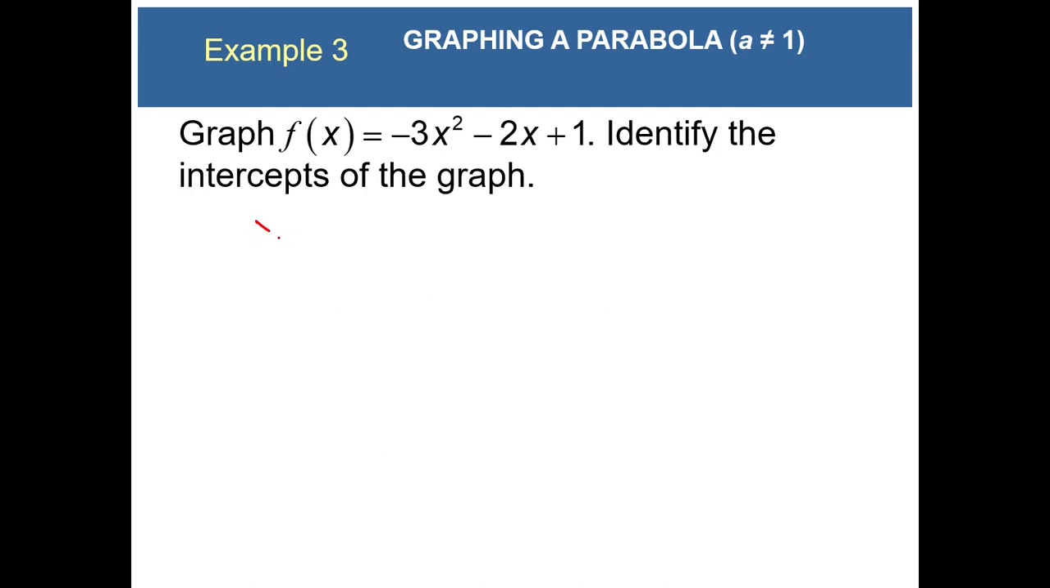To solve for the x-intercept, we're going to let y be equal to 0. In this case, f of x is y. So 0 equals negative 3x squared minus 2x plus 1. And we'll solve this for x. So let's use the diamond method.